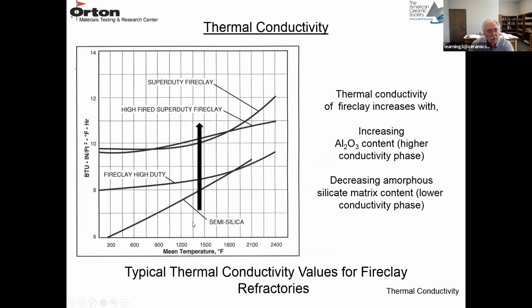For fire clay refractories, a low alumina semi-silica, a high duty fire clay, and a couple super duty fire clays. So as you're going from a lower duty to a higher duty fire clay, you're increasing the alumina content, you're adding a higher conductivity phase. You're also decreasing the amorphous silicate matrix content. So you're decreasing the glass content. And I mentioned before that glasses have lower thermal conductivity because they're amorphous. So you're decreasing the amount of lower conductivity phase in terms of the glass content. In terms of the alumina content, you're increasing the higher conductivity phase. So as you go to higher grades of fire clay, you're increasing the thermal conductivity.